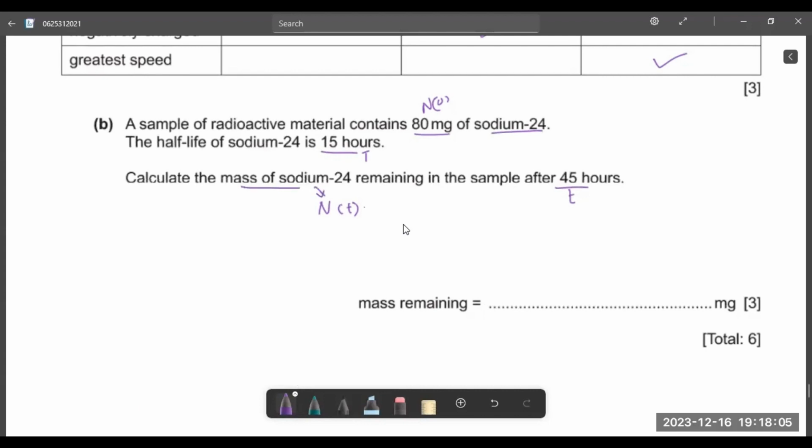That will be equal to N0, the initial mass, divided by 2 raised to t by T. So the initial mass is 80, divided by 2 raised to small t, 45, by capital T, that is 15 hours. Here 45 by 15 is 3. So 80 by 2 raised to 3. 2 raised to 3 is 8. So 80 by 8 is 10. So the answer is 10 mg.